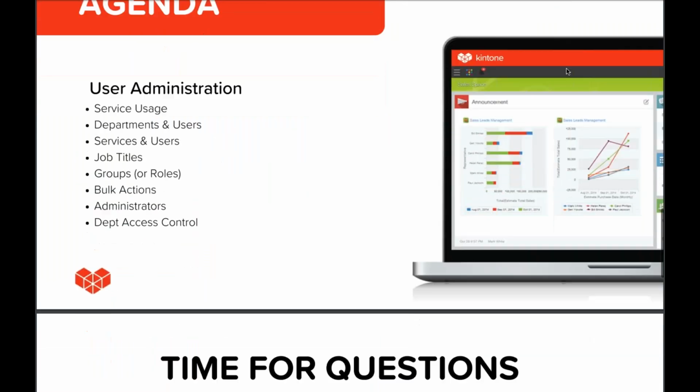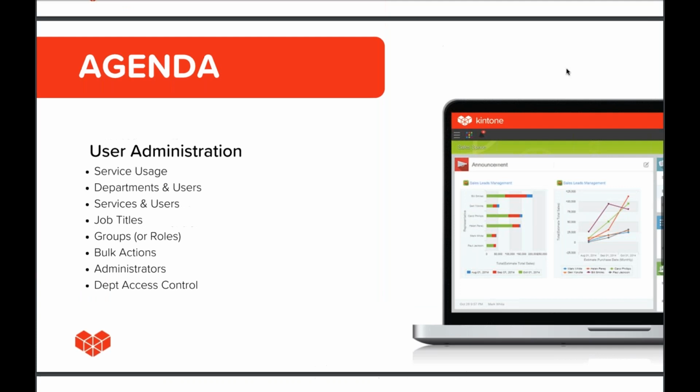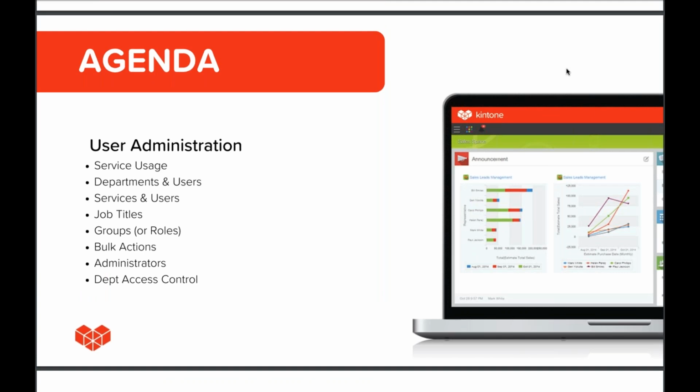So what will we be covering today? We'll be covering the user administration section of users and systems administration. First, we'll go over service usage, then we'll jump into departments and users, services and users, job titles, groups or roles, bulk actions, administrators, and we'll end off with department access control. So let's jump in.